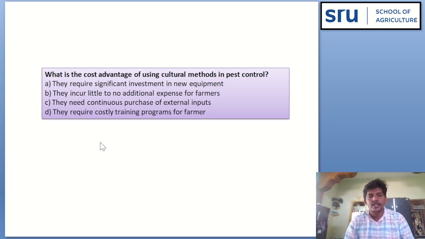What is the cost advantage of using cultural methods in pest control? A: They require significant investment in new equipment. B: They incur little to no additional expenses for the farmer. C: They need continuous purchase of external inputs. D: They require costly training programs for the farmer. Here the correct answer is B. They are very cheap. They incur little to no additional expenses for the farmer.